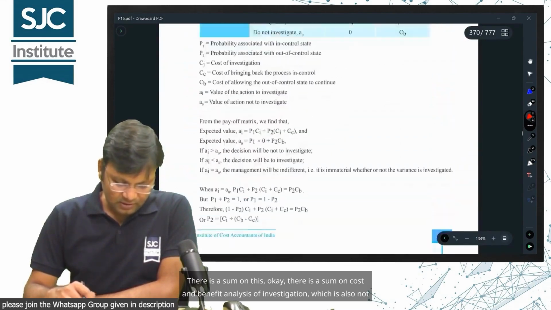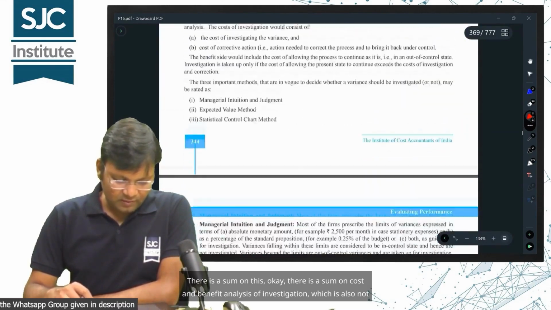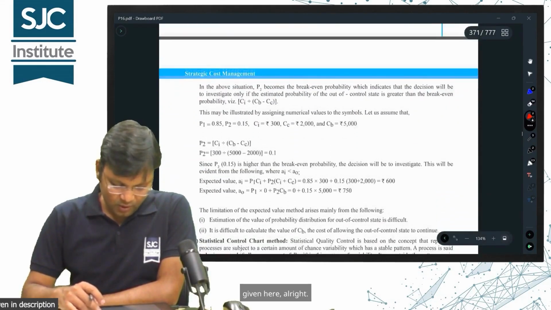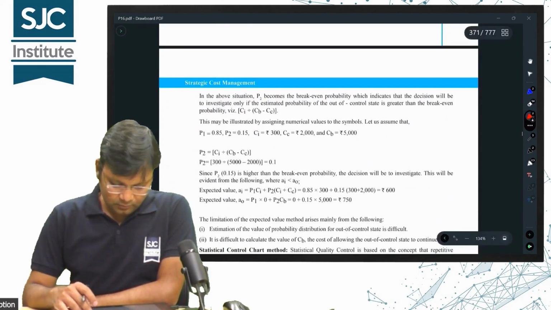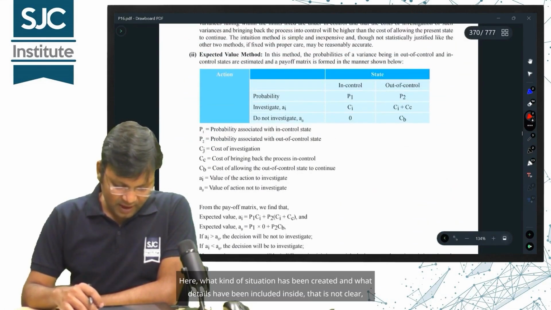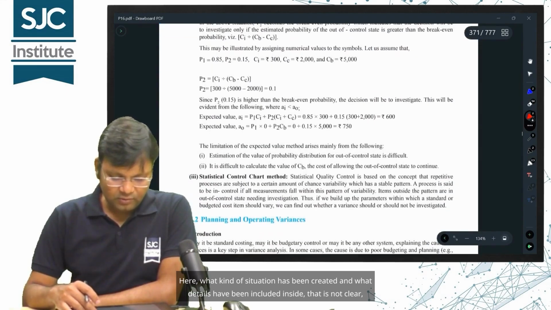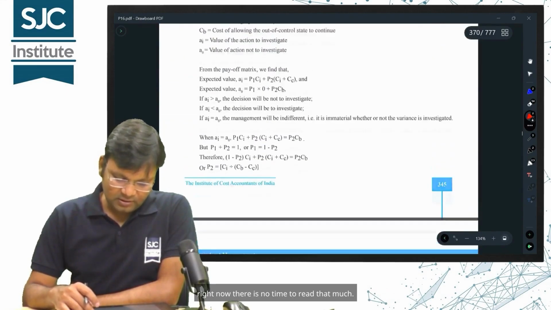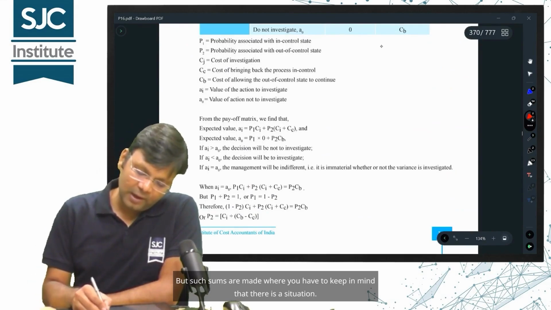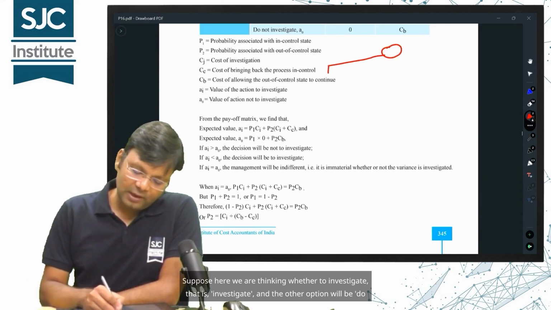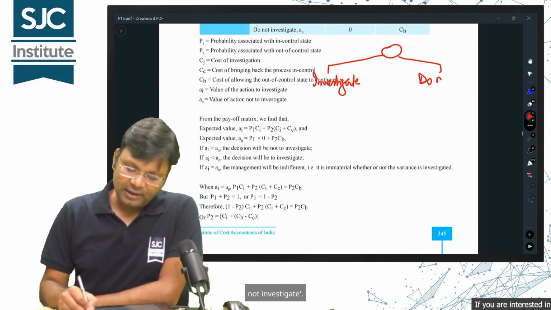There is a sum on this. There is a sum on cost and benefit analysis of investigation, which is not given here. What kind of situation has been created and what details have been included is not clear, and right now there is no time to read that much. But such sums are made where you have to keep in mind that there is a situation. Suppose here we are thinking whether to investigate, and the other option will be do not investigate.